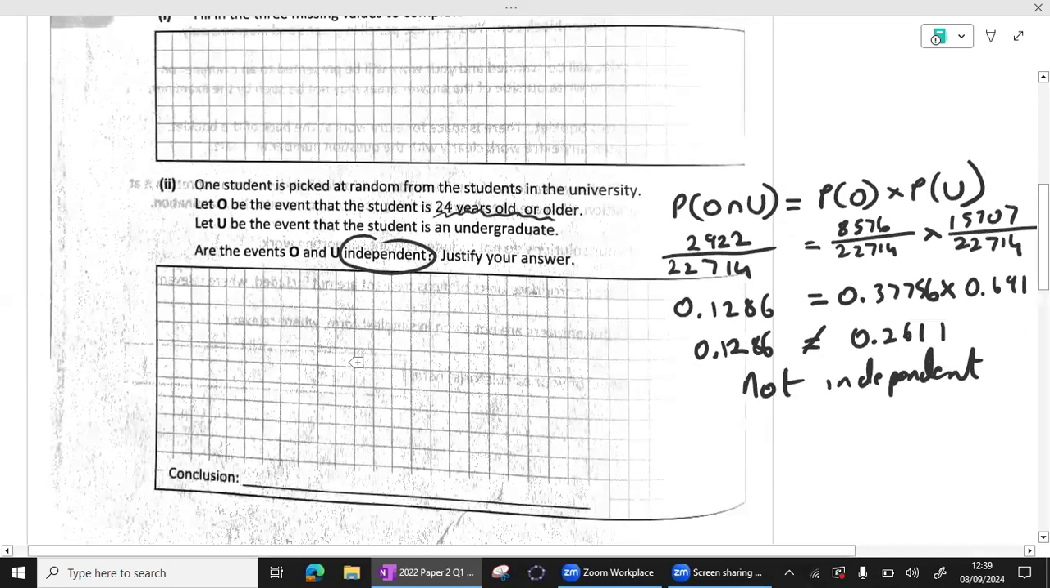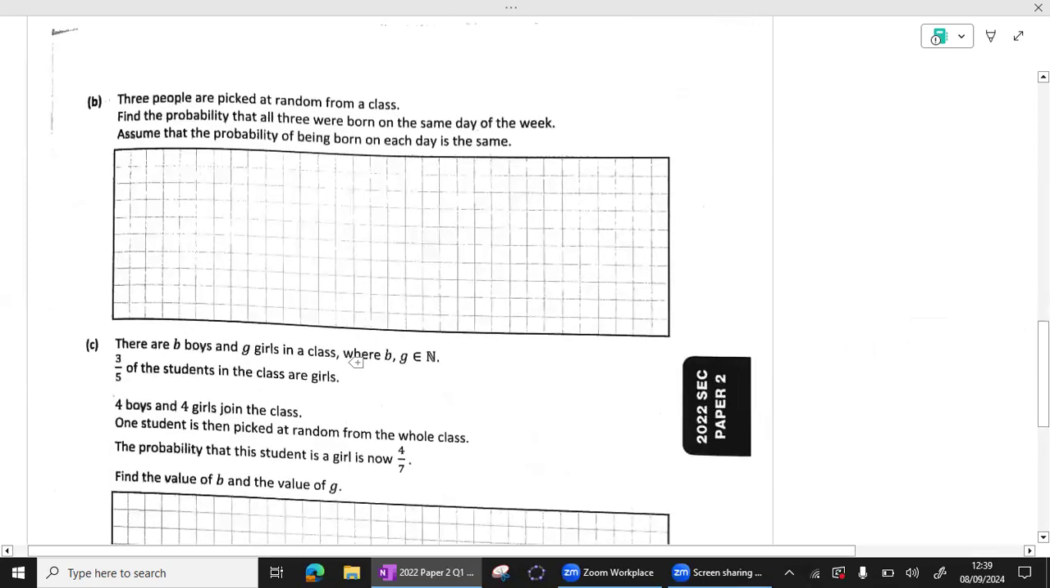Okay, the next one: 3 people are picked at random from a class. Find the probability that all 3 were born on the same day of the week. Assume that the probability of being born on each day is the same. Okay, so I'm going to draw 3 boxes here.